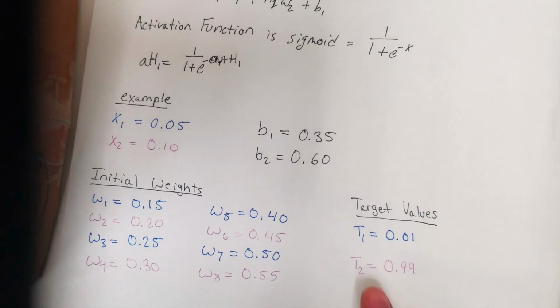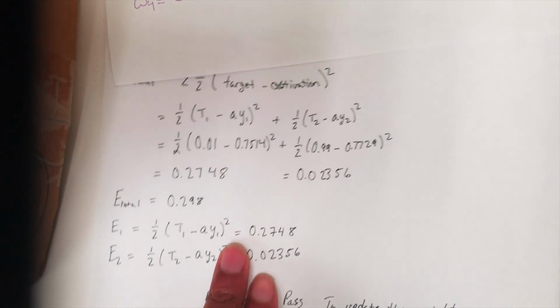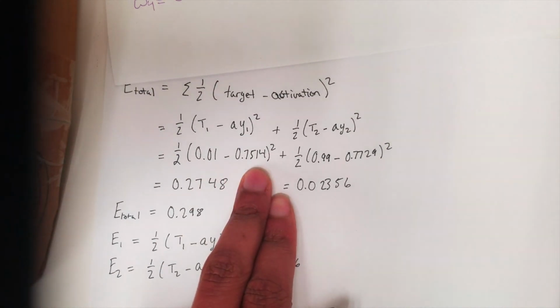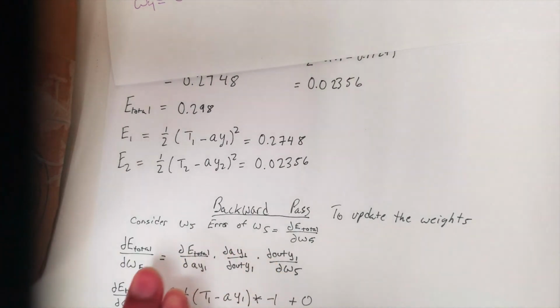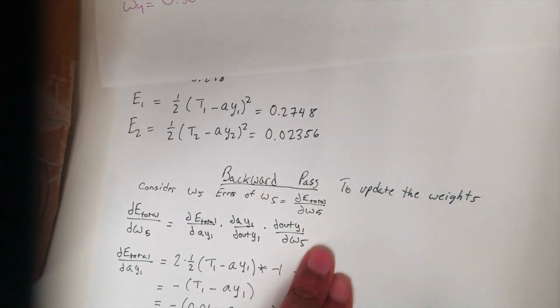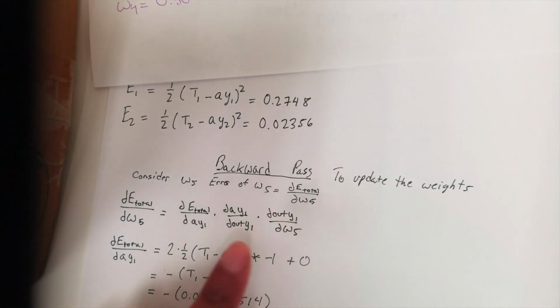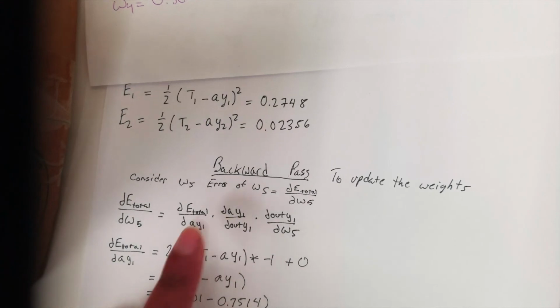Then we compared those guesses to our target values, which were 0.01 and 0.99. And we calculated the total error, which was the comparison between our target values and the values that we achieved by the network. Then, after we got those errors, we found the contribution of the weight 5 with respect to the total error. And as you could see, weight 5 goes to the output of Y1, then the output of Y1 with respect to its activation, and then its activation with respect to the total error, which lines up with the diagram.